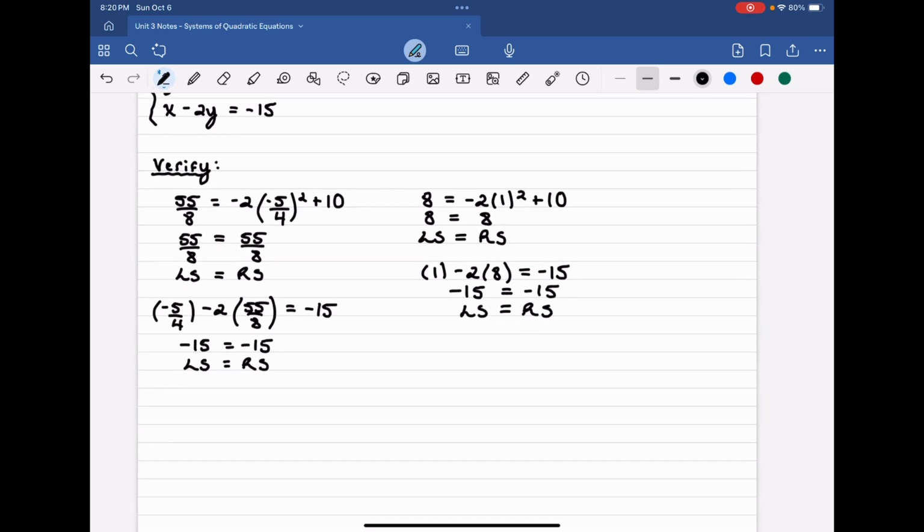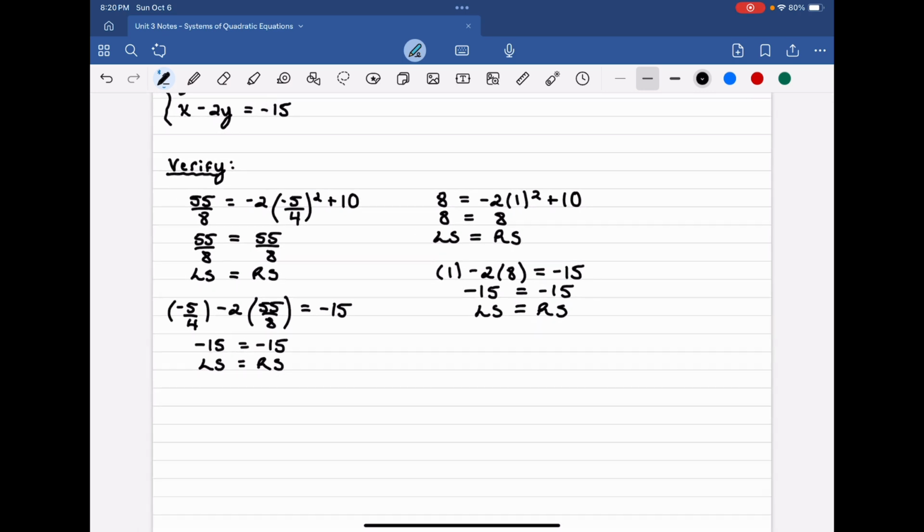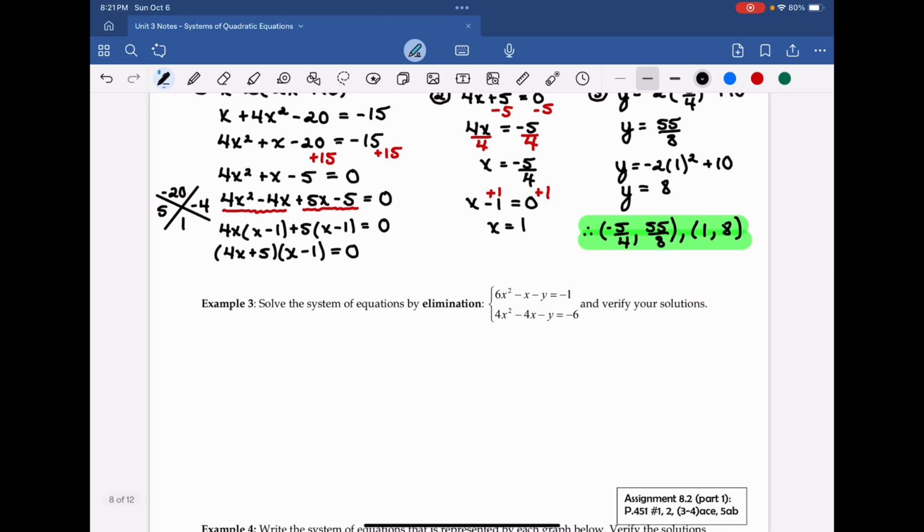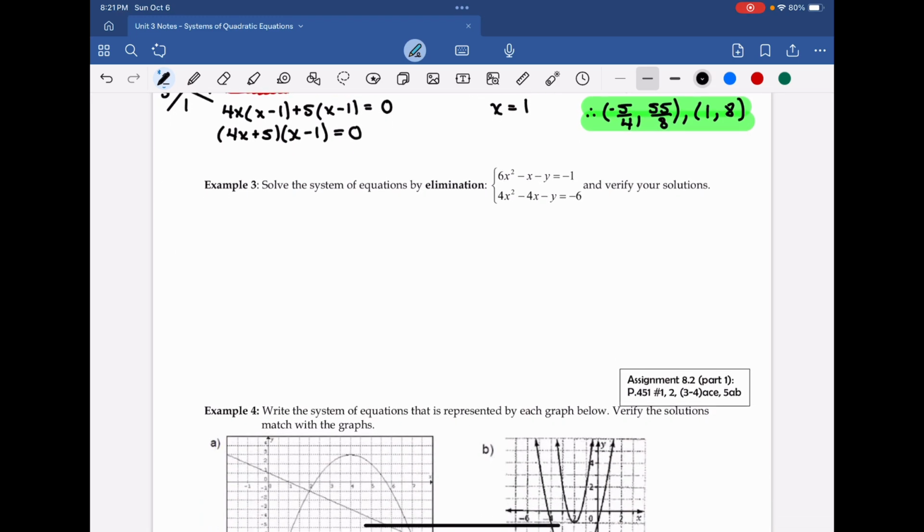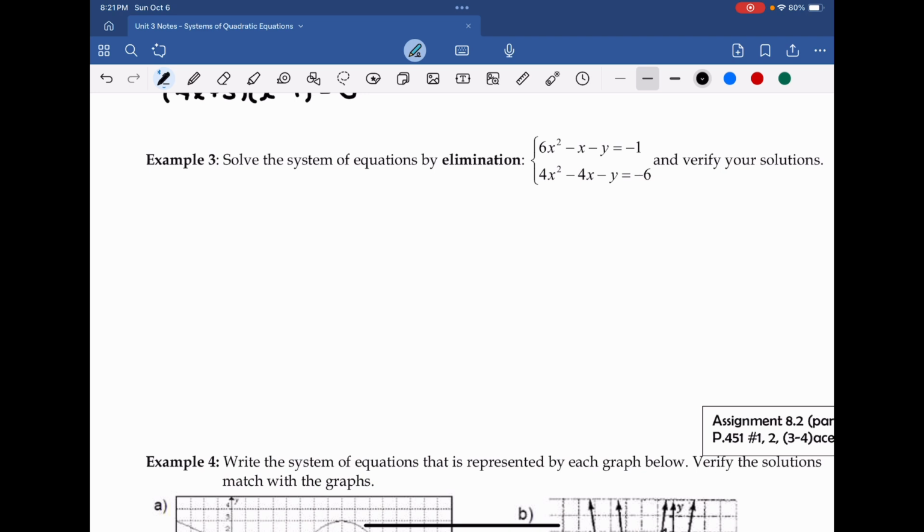Okay, so both points are valid, which isn't always the case, but in this case, it does work out very well. All right, let's flip back and do elimination on our second one here. So for example 3, use specifically elimination. Again, if it just said algebraically, you get to pick, but for this one, it says specifically by elimination.